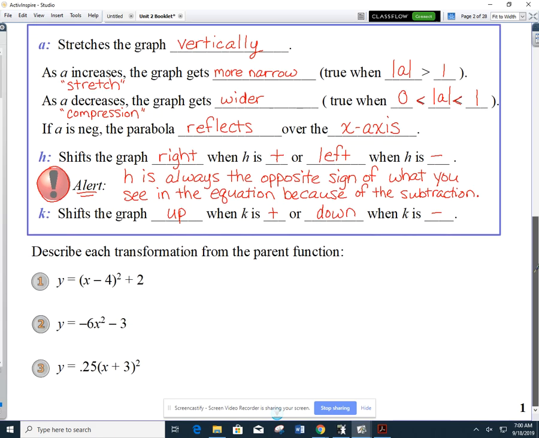So I'd like you to take a moment. You can pause the video and work through these 3 problems at the bottom to describe each transformation and finish filling in the boxes, or filling in the blanks if you're not finished.